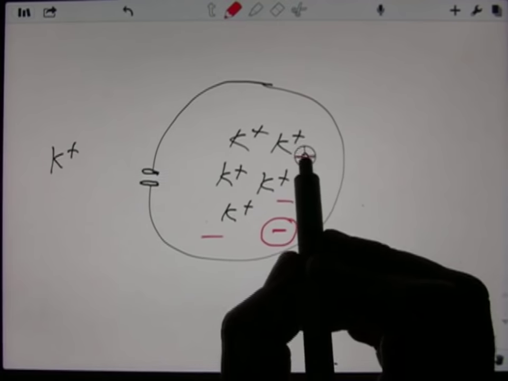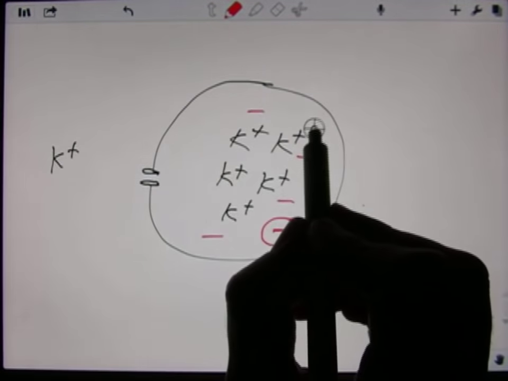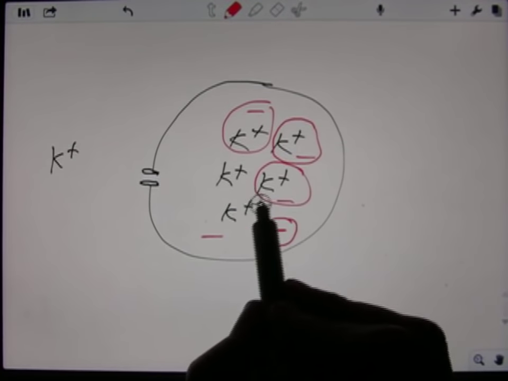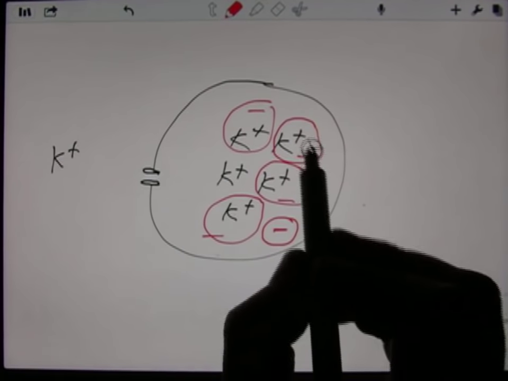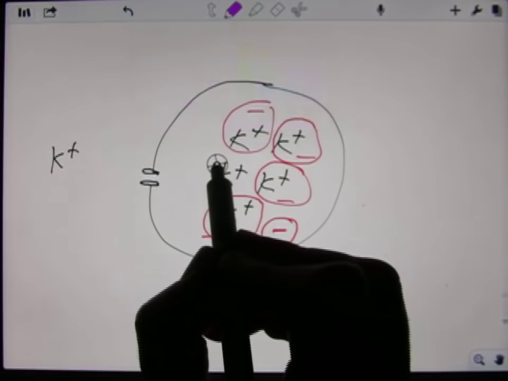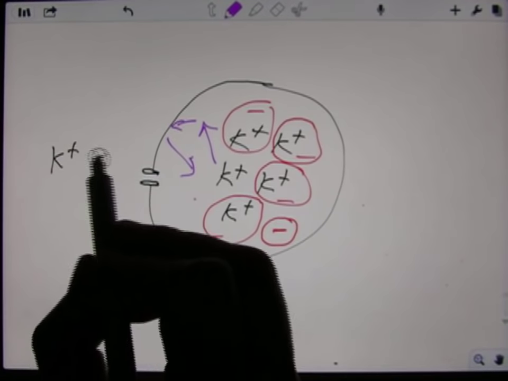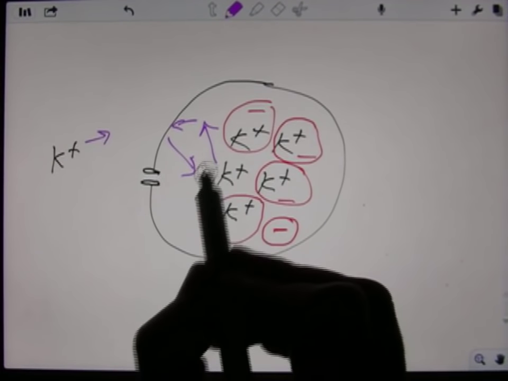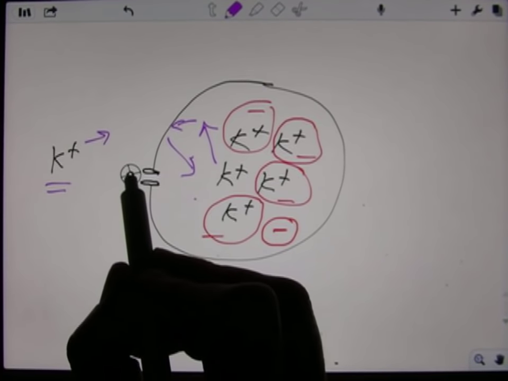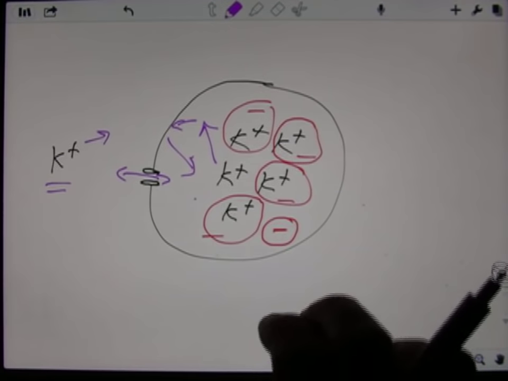The result of that would be that some of these potassiums would no longer be free to move around. In other words, this potassium, this potassium, this potassium, and this potassium, they're all interacting with negative charges. And so, as these are all bouncing around through the cell, we have an equal probability of this one potassium on the inside and this potassium on the outside hitting that opening and going either in or out. So that's a Donnan equilibrium.